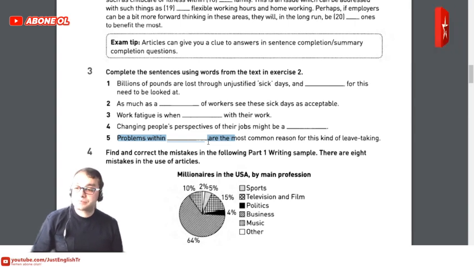Excuse me. By the way, I'm coughing because of something else, not because of what's the situation right now.